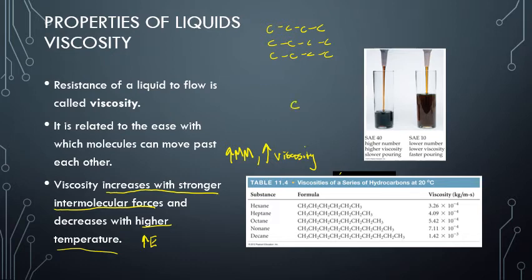Whereas if I had something like this, where I have an increase in the number of branches, you can see here, if I draw a circle around to show the radius of the molecule, there's very little interaction or space in between the molecules. So the more branched it is, the lower the viscosity will be, because there's less force of attraction acting on them.